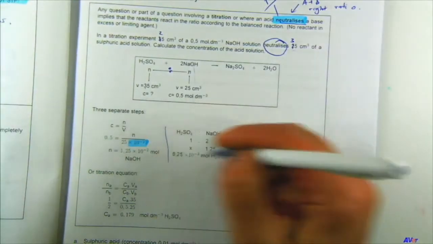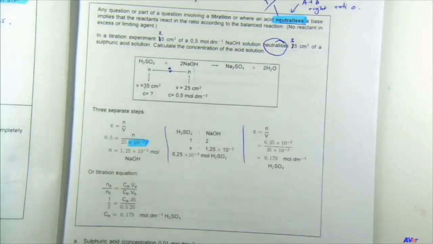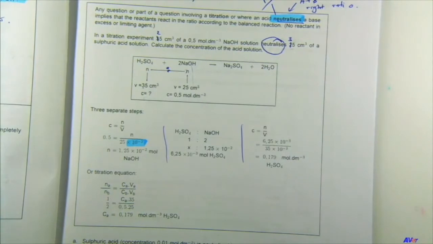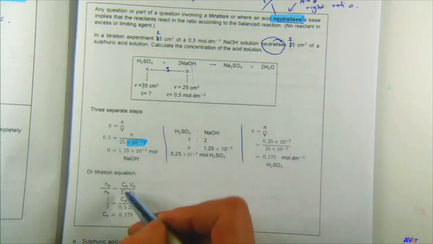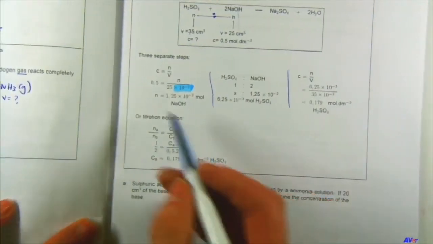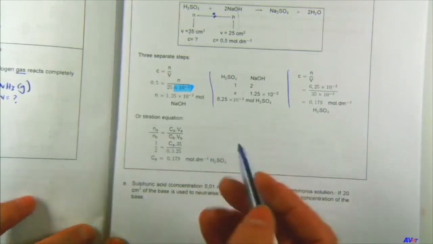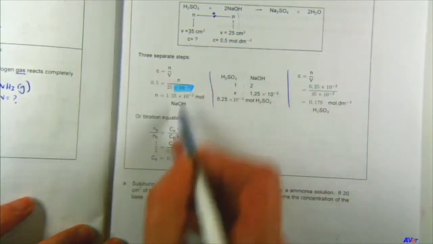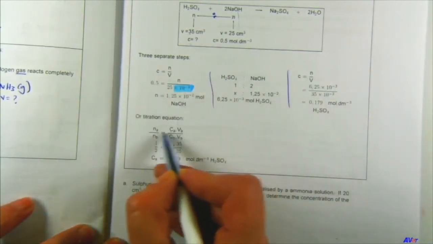So this step 1, 2, 3, this is what we've been doing in the past, right? But when you do a lot of titrations, you get sort of lazy, hey? And that's why we now have a single equation that can do all of that. So actually this equation's got step 1, 2, 3. Step 1, where we work out the moles of the acid, there it is.